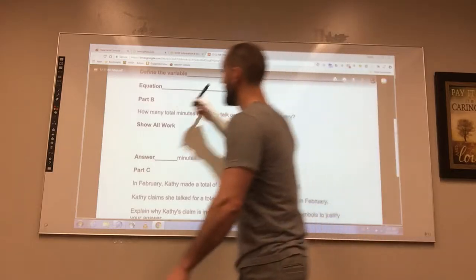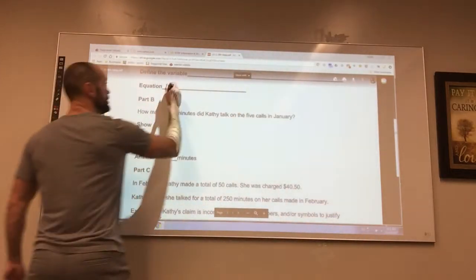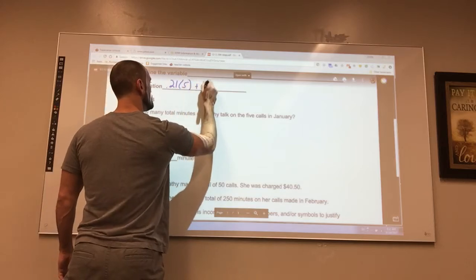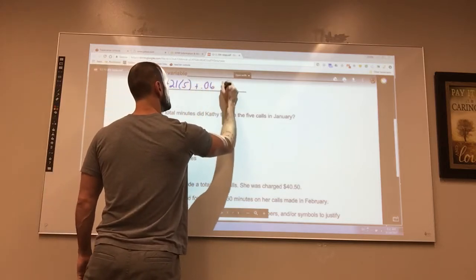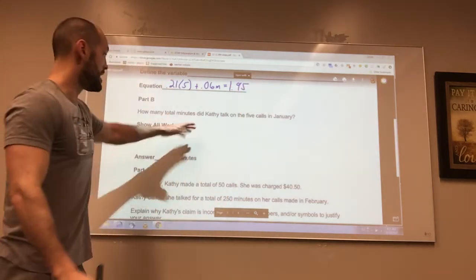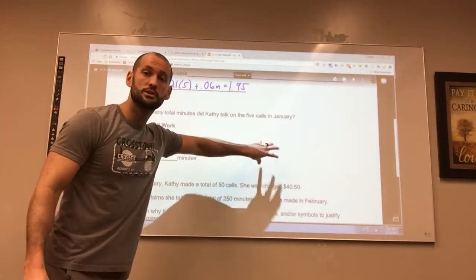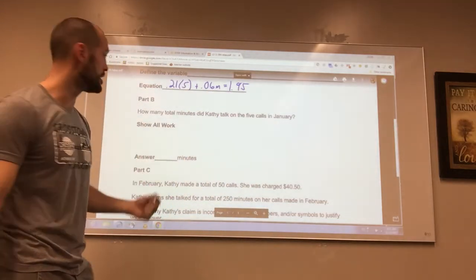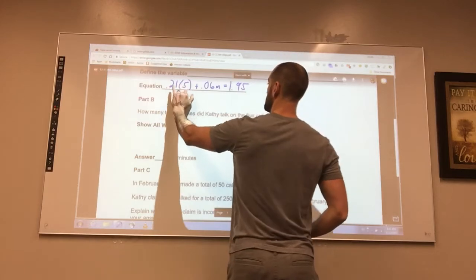So the equation that I had here was 0.21 times 5 plus 0.06 times M equals $1.95. So now I'm going to show my work on how I solve for M, which is exactly what they want. They want the number of minutes she talked. So I'm going to do a little step here.